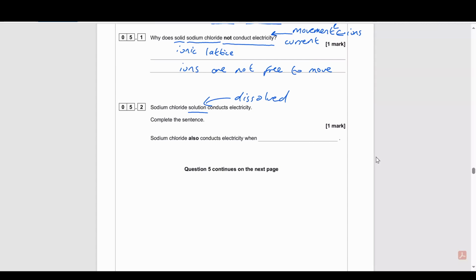And the reason why sodium chloride could be a liquid is because it's been heated. So when it's a liquid, it would be an acceptable answer. But when sodium chloride is heated as a solid, that's known as molten. So either liquid or molten would be an acceptable answer.